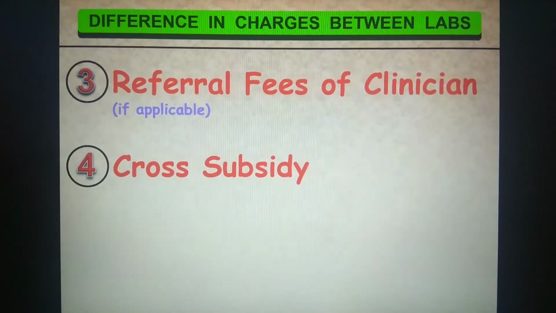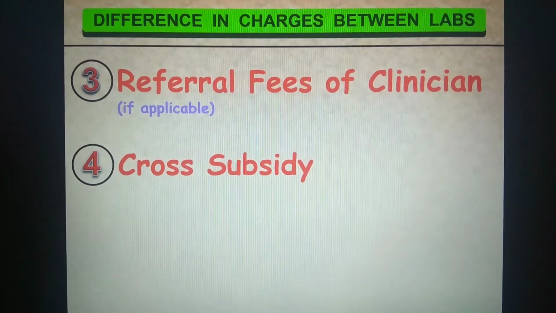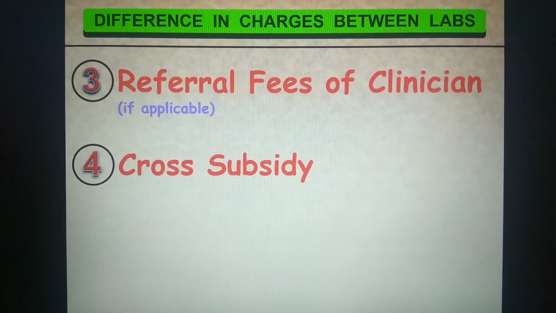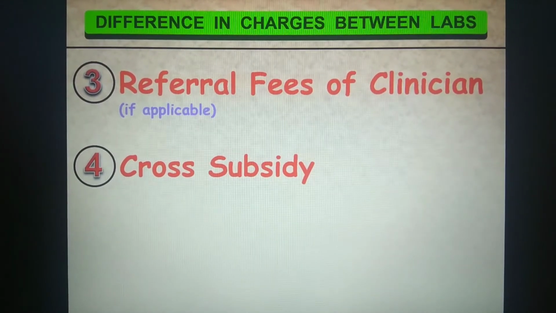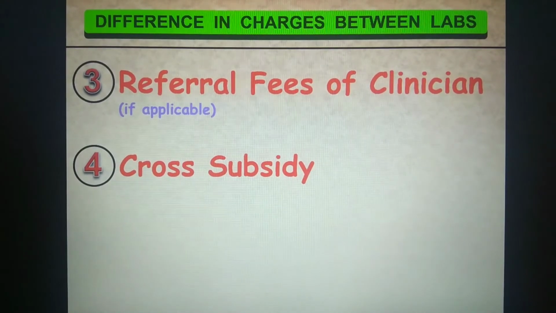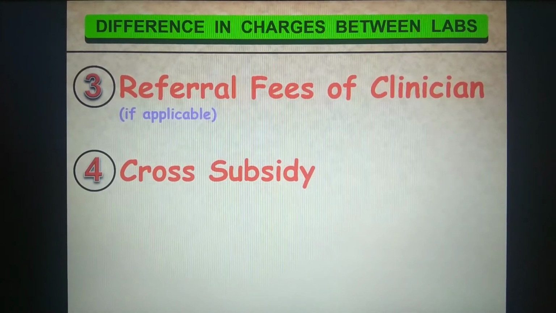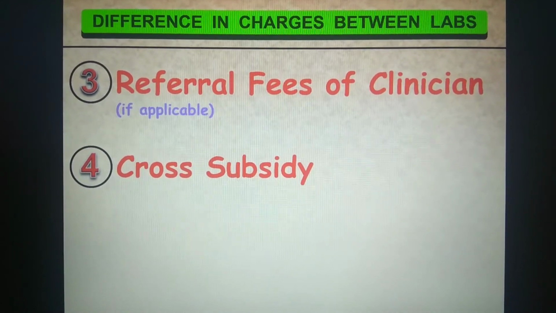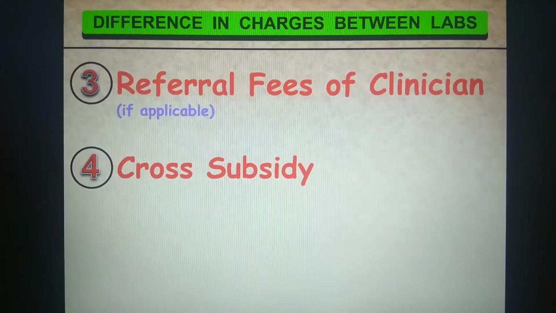Third is the referral fees of the clinicians if applicable, and fourth is the cross subsidy. Some clinicians, they would expect a referral fee for asking the patient to do certain tests from a particular lab. Not all clinicians do that, but some do. And then if majority of the clinicians who send samples to one particular lab expect that, then that particular amount will be an expense to the lab. So that adds up to the cost of the test. And the fourth point is cross subsidy.